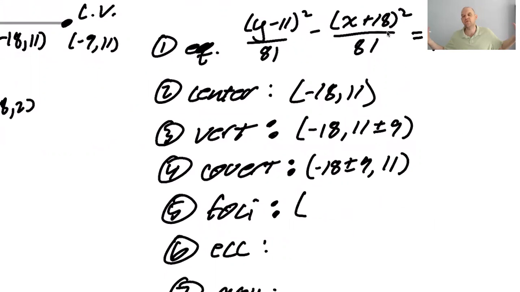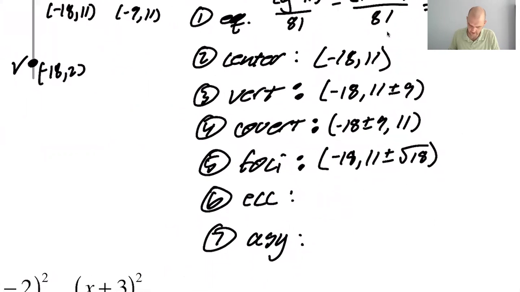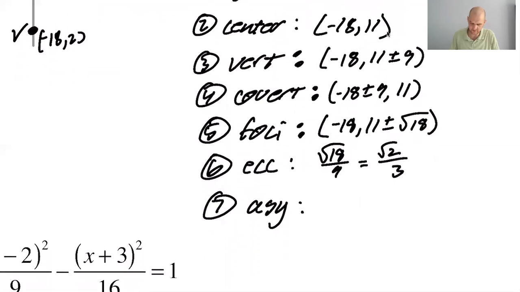Okay, so vertices and foci both going this way in this case. So it's going to be negative 18, comma 11 plus or minus radical 18. Simplified if you want, 3 root 2, not a problem. Eccentricity is C over A. So it's 3 root 2 over 9, so it's root 2 over 3 if you want, or I'm happy with root 18 over 9. That does not really bother me, but I know it bothers some people. So in which case, simplify.